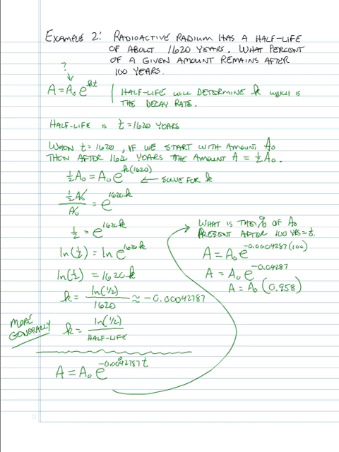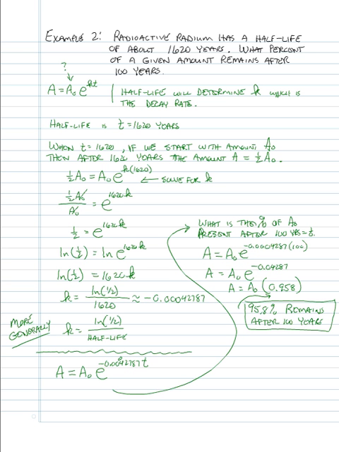Okay, so that tells us if we start with A sub naught, we have 0.958 times that amount left. In other words, we will have 95.8% that remains after 100 years. And of course that comes from converting this decimal into a percentage.